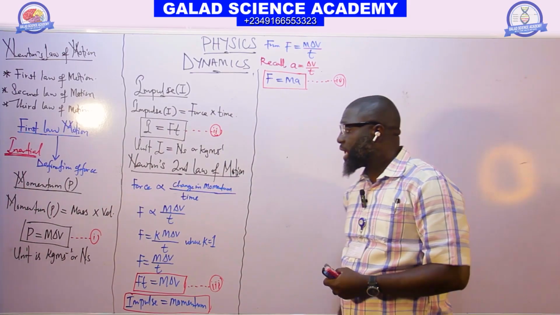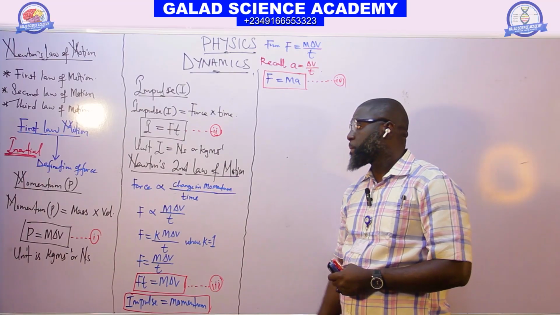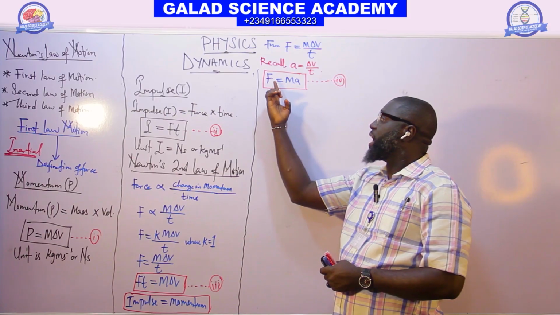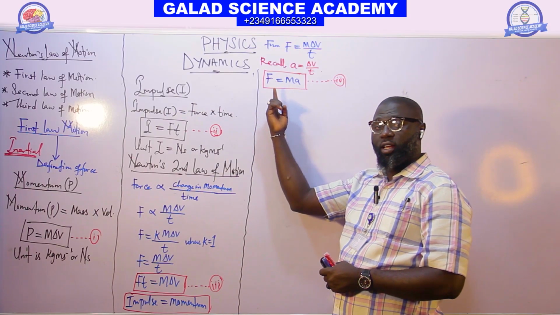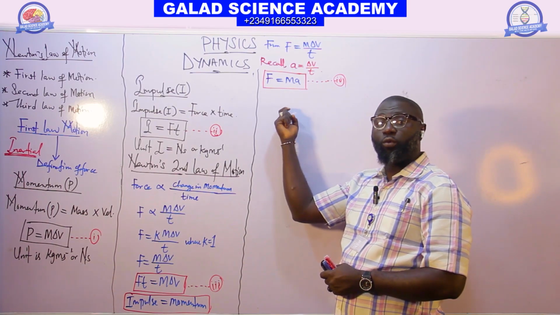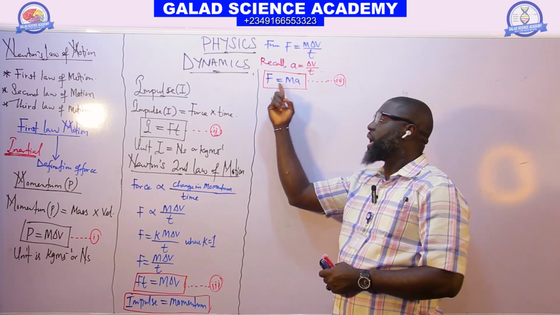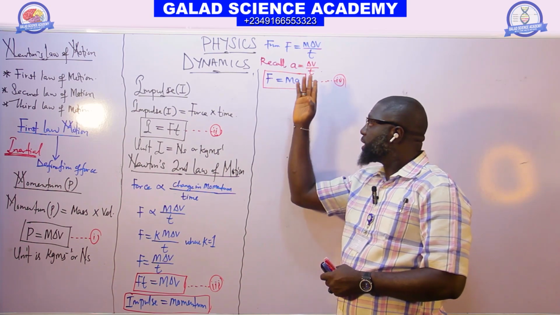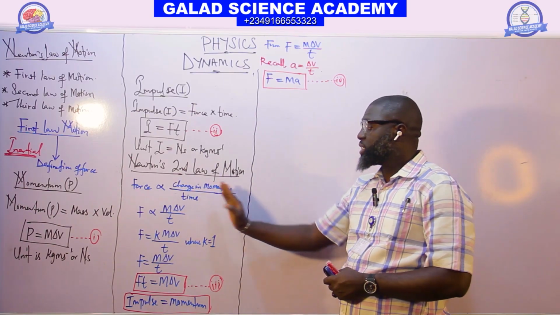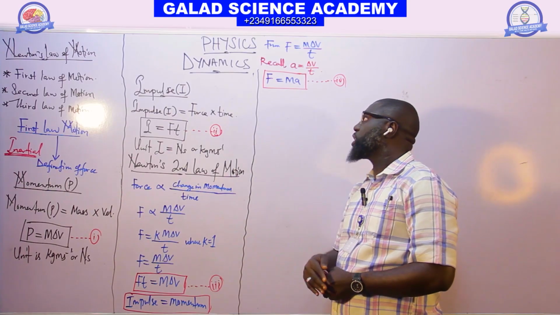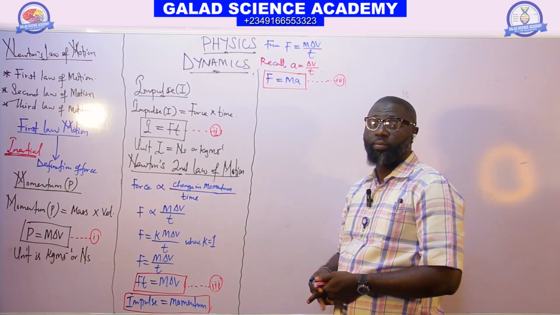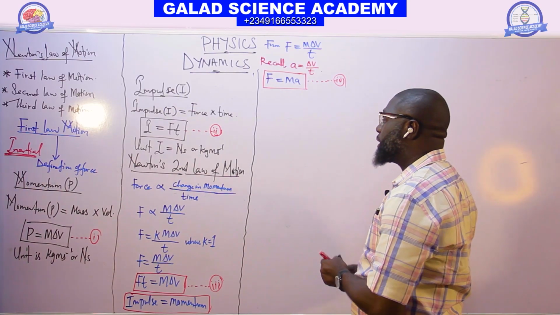So you can say that from Newton's second law of motion, we derive the formula for force as mass times acceleration. You can get the actual formula for force from Newton's second law of motion, which is force is equal to mass times acceleration.